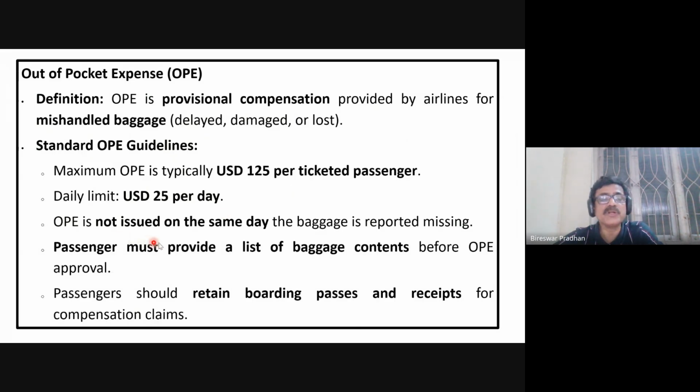OPE is not issued on the same day the baggage is reported missing. The passenger must provide a list of baggage contents before OPE approval. Passengers should retain the boarding pass and receipts for the compensation claim.